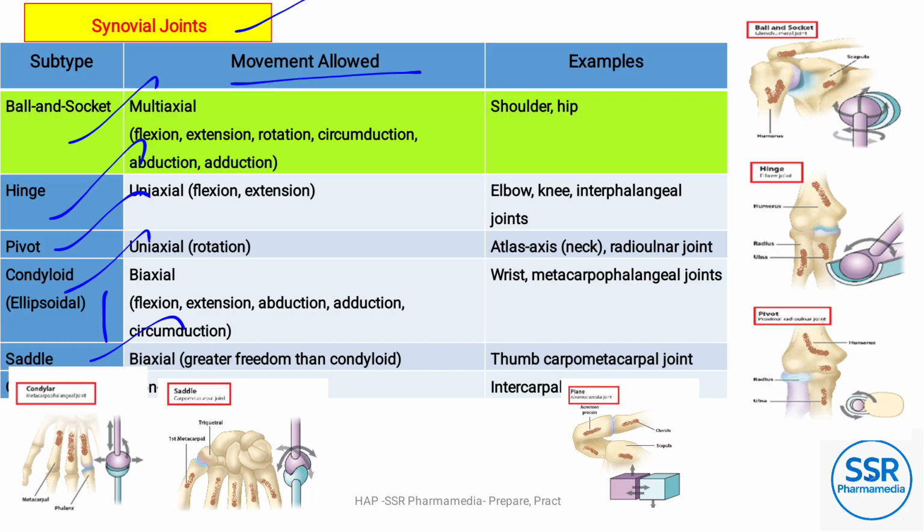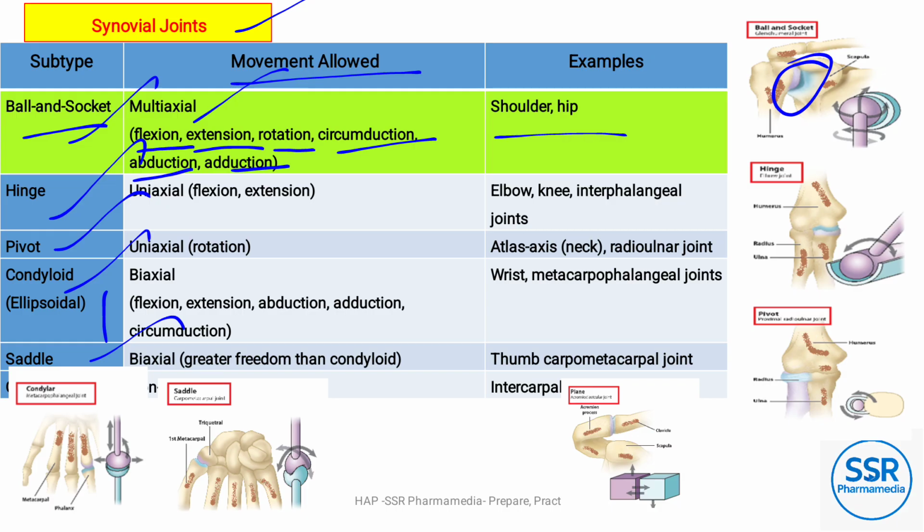Movements allowed: ball and socket joints are multi-axial, with flexion, extension, rotation, circumduction, abduction, adduction. Ball and socket joints move in all directions. Examples: the shoulder and the hip are ball and socket joints.